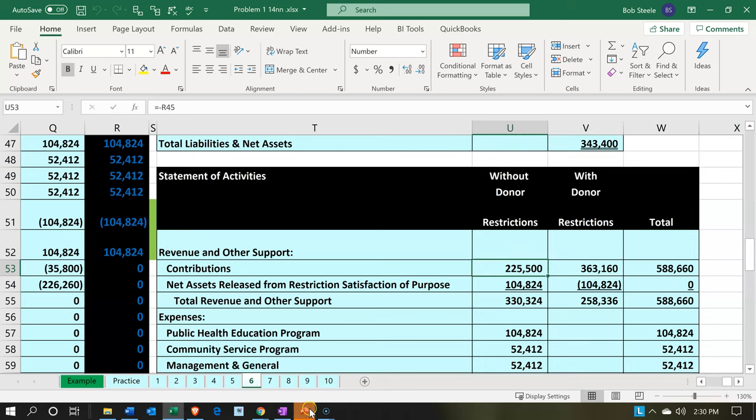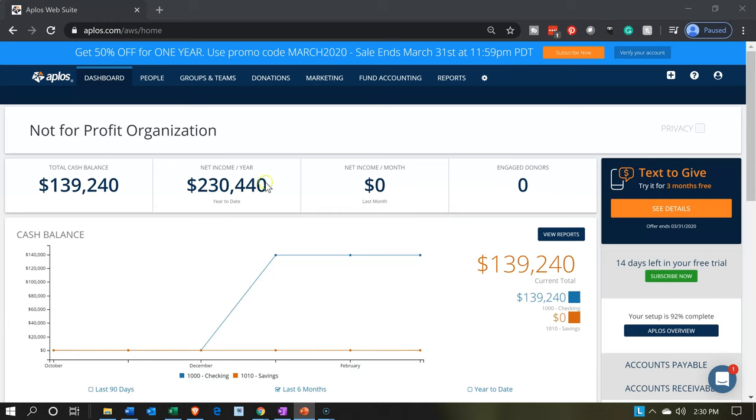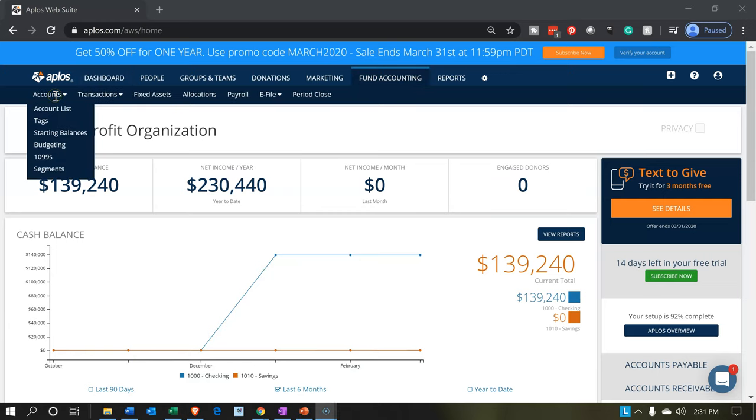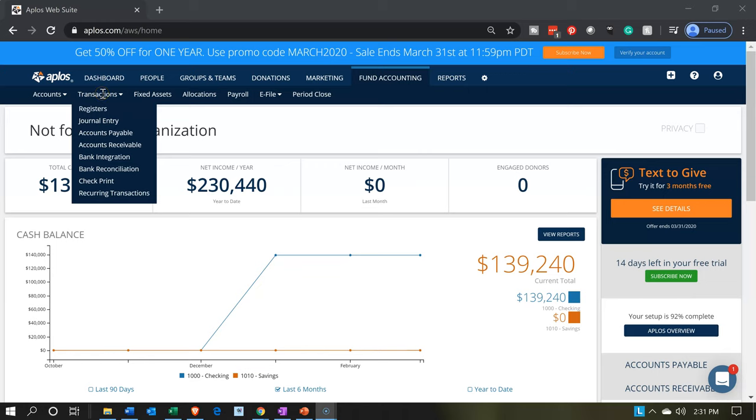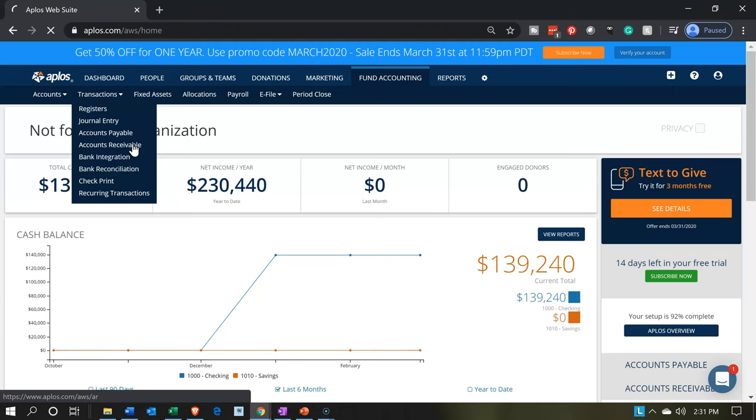Let's go on back to Aplos and see if we can apply that objective here. So we're going to go back into our system. We're going to go into the accounting information. We'll go to the transactions dropdown, and then let's go to accounts receivable. So transactions dropdown, accounts receivable.